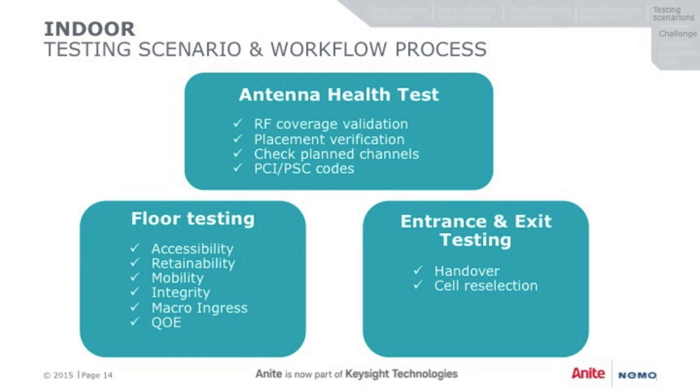You also measure your drop calls under retainability. Mobility is when you check to see if you can move around the network, so all your handovers are measured here. Integrity is where you check your throughputs, jitter, packet loss, and delay. Macro ingress is mainly when you try to understand what is the macro penetration coming inside your building, so how is your macro impacting your DAS deployment? And finally, quality of experience is where you start measuring your application level KPIs, so your Facebook, Twitter, any of the customer applications that are being used out there.